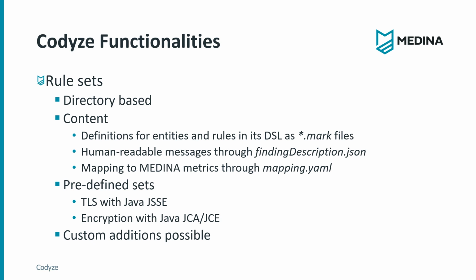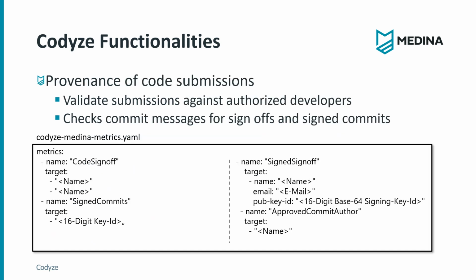One rule set checks TLS usage through Java's JSSE API. The second rule set verifies Java's JCA/JCE API usage for data encryption. Beyond these two predefined rule sets, it's possible to create new ones. Aside from Codyze's source code analysis, it also looks at the provenance of code submissions. It ensures that submissions come from authorized developers.